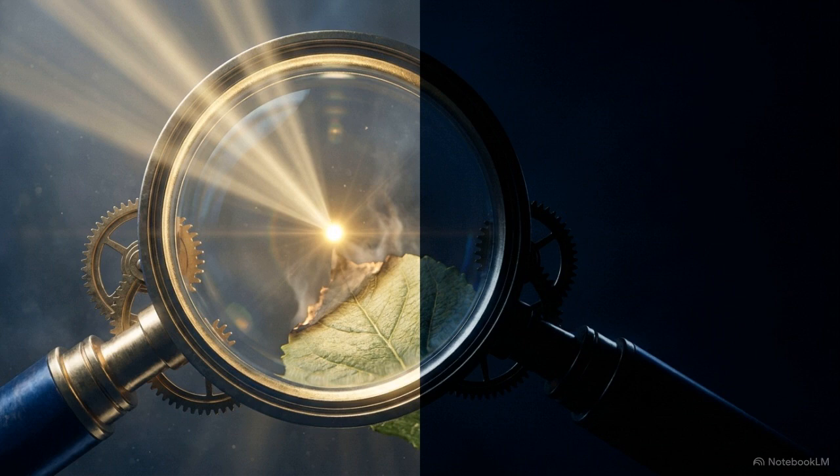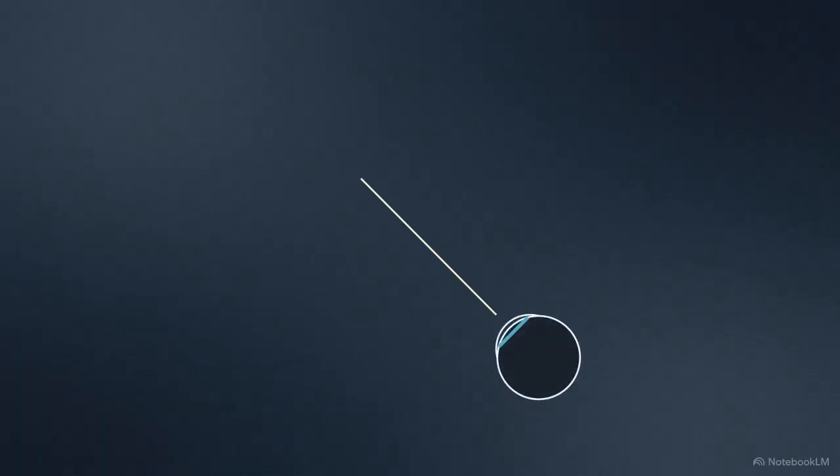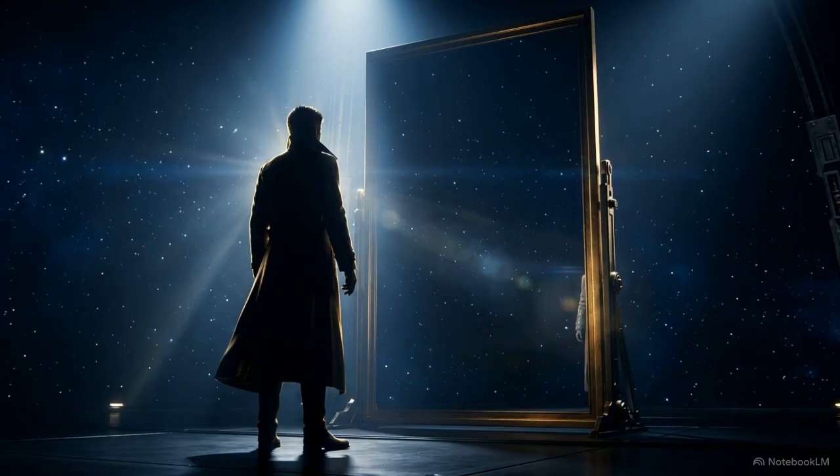This creates a physical boundary. A real image happens when light rays actually converge in physical space. You could project it onto a piece of paper. A virtual image cannot be caught on a screen because the light rays never actually meet. Virtual images only exist because our brains assume light travels in straight lines. We perceive a physical space behind the mirror that is entirely a construction of our own perspective.